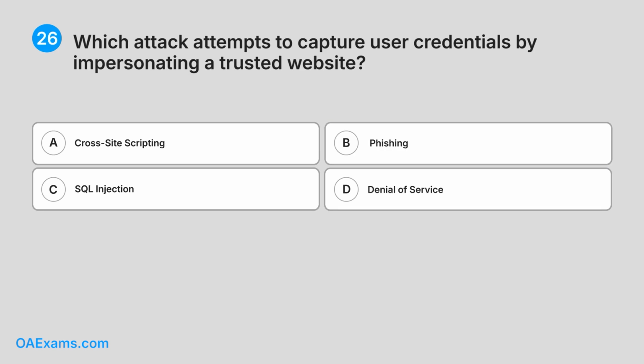26. Which attack attempts to capture user credentials by impersonating a trusted website? A. Cross-site scripting. B. Phishing. C. SQL injection. D. Denial of service. What do you think is the answer?